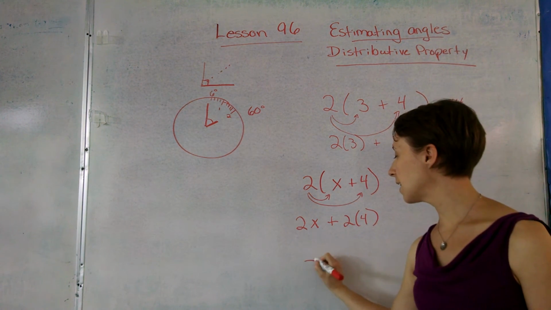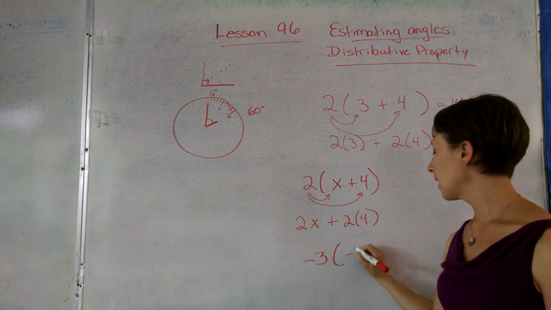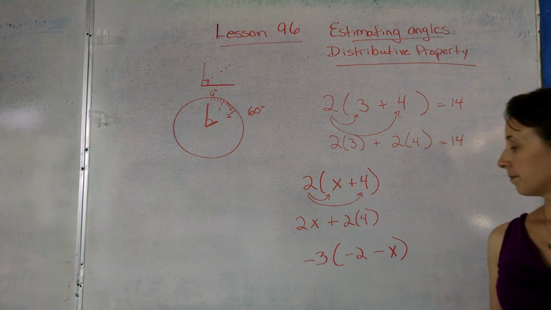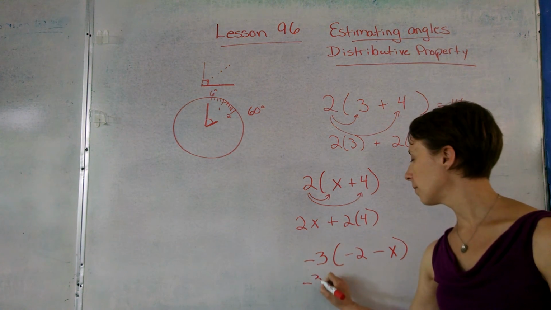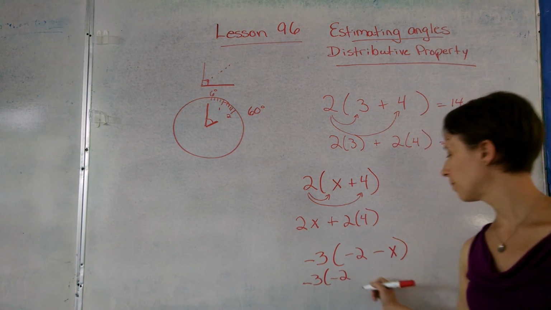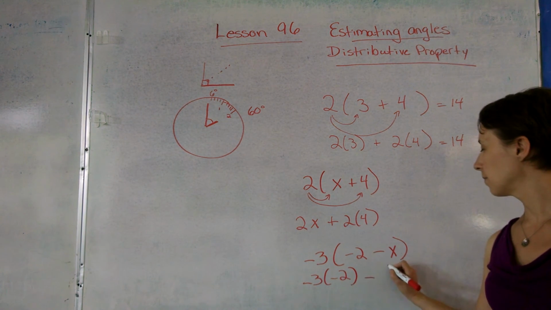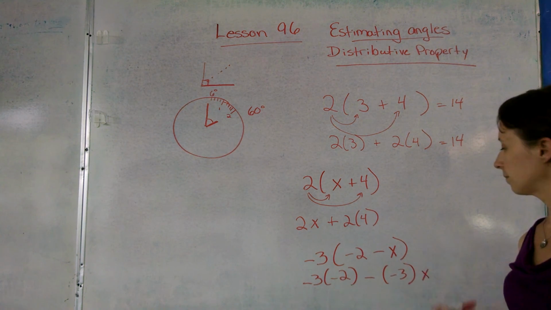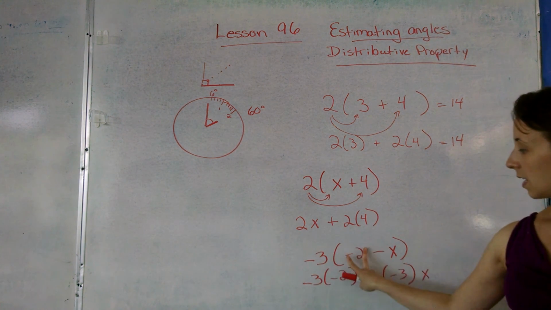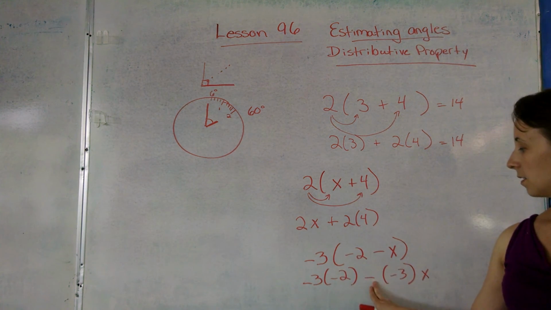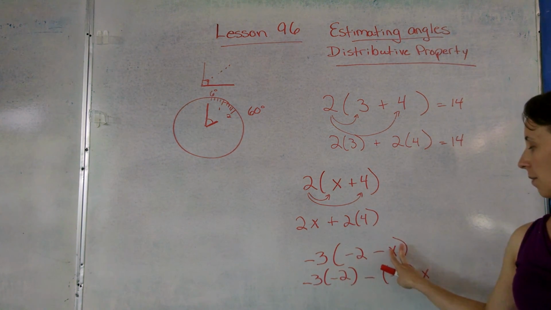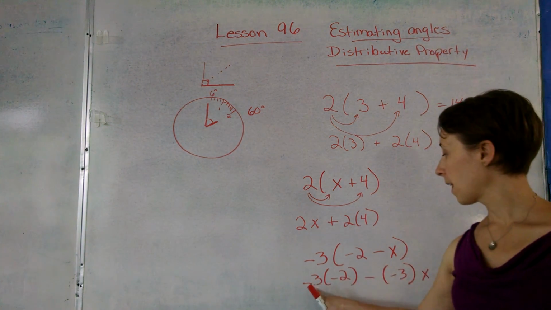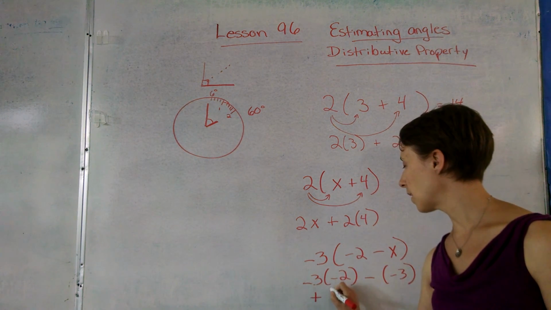So for example, if I had negative 3 times the quantity negative 2 minus x. Negative 3 times negative 2 minus negative 3 times x. Negative 3 times negative 2 minus negative 3 times x. Negative 3 times negative 2, I can at least do that much. Negative 3 times negative 2 is positive 6.